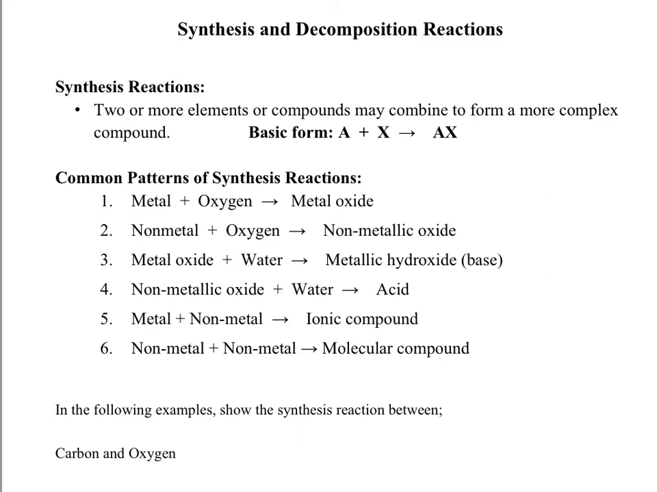Remember that synthesis reactions are where two chemicals form one product. These two chemicals, A and X, could be single elements or they could be small compounds. There are 6 common patterns for synthesis reactions you are expected to memorize and be able to recognize and complete. Here are the general equations.